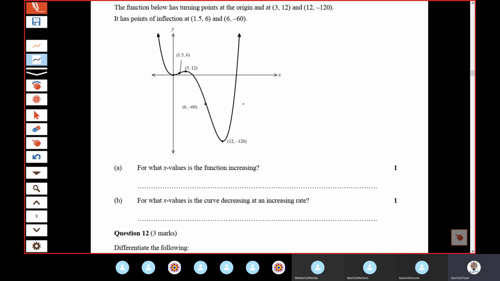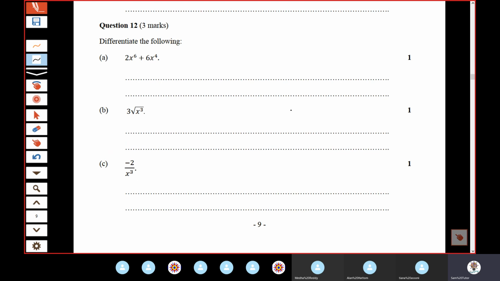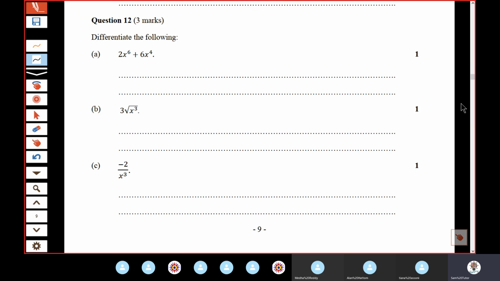Not yet. That's part of more of the U12. That's okay. This one. Differentiate should be nice and easy.